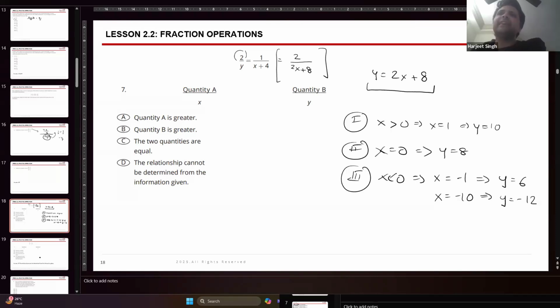And had you taken x equal to -100, you would have realized that y is way more negative than x. So can I say that the relationship breaks here? Yeah. So in all these first three cases, we had y greater than x, and here somewhere x is greater than y. So the relationship breaks. So the answer is cannot be determined.